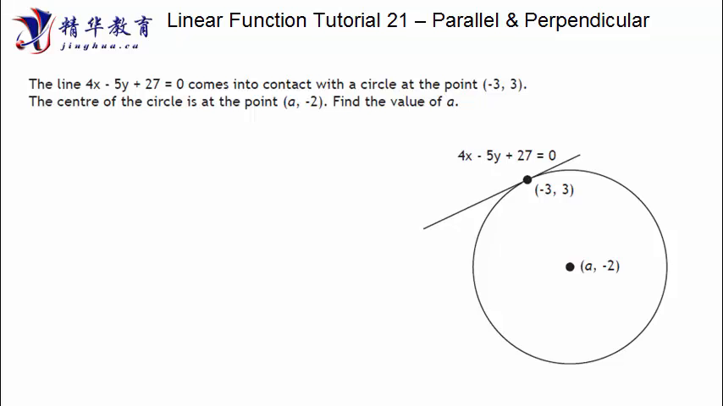The line 4x minus 5y plus 27 equal to 0 comes into contact with the circle at the point (-3, 3). The center of the circle is at the point (a, -2). Find the value of a. Okay, so this question is relatively hard. If you don't know how to do these questions, it's perfectly normal, don't panic. It also requires some background information about the geometry of circles. There is one identity. If you don't know these things, I don't blame you. You're going to learn soon enough. If you know these things, good for you.